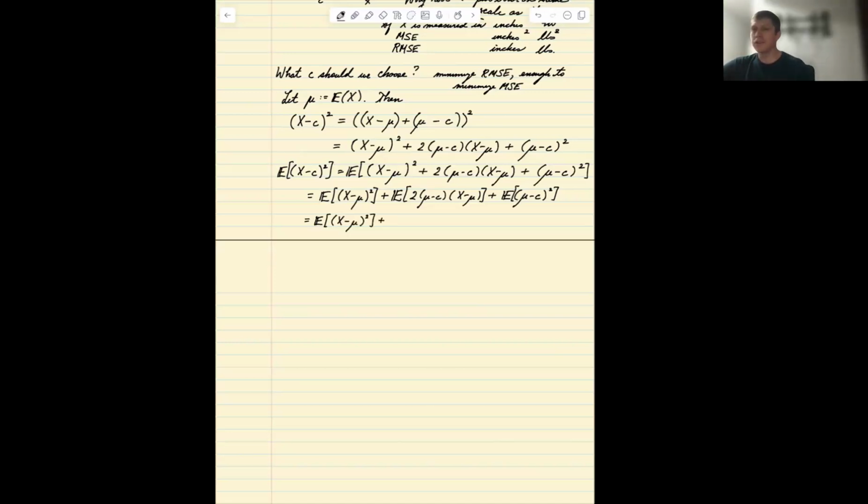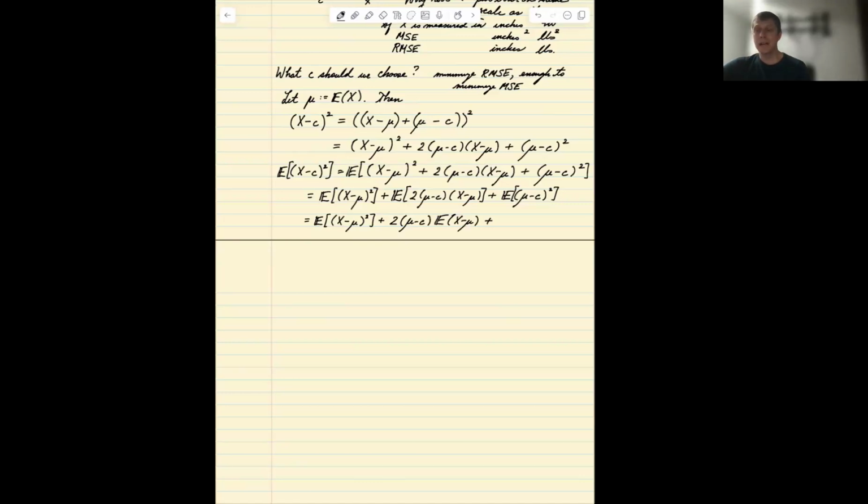In this middle term, we have a 2, which is a constant, and by the scaling property of expectation we can take that out. We also have mu minus c. Mu minus c is also a constant because mu is a constant. Mu is the expectation of x. C is assumed to be a constant; we have to choose what it is. So we can pull those out by the scaling rule, and we get the expectation of x minus mu. And then the expectation of mu minus c squared.